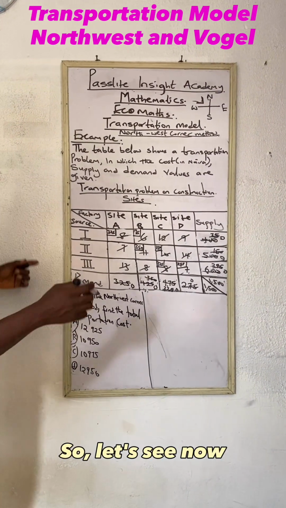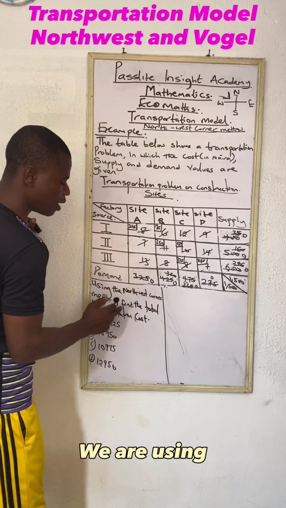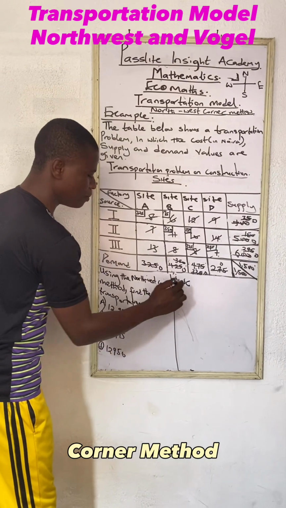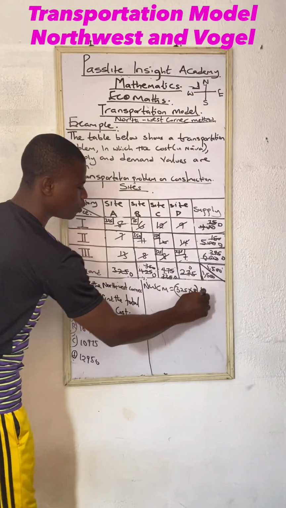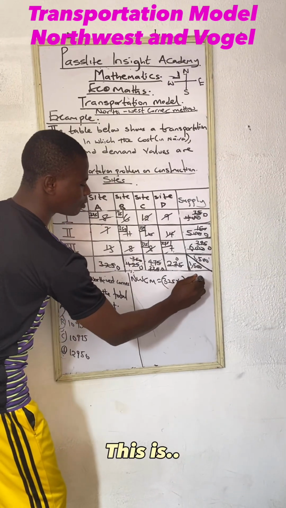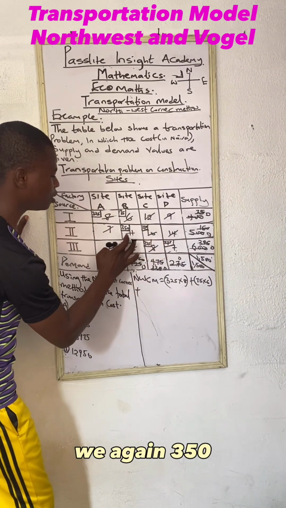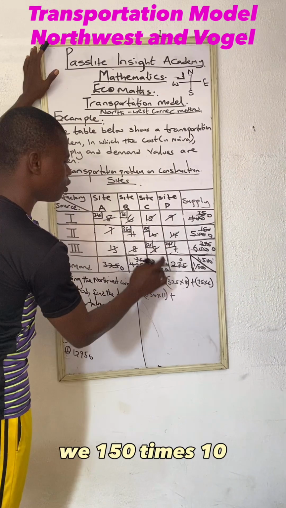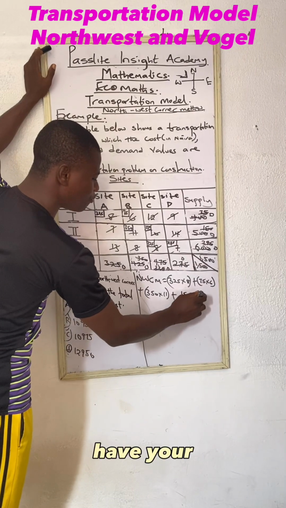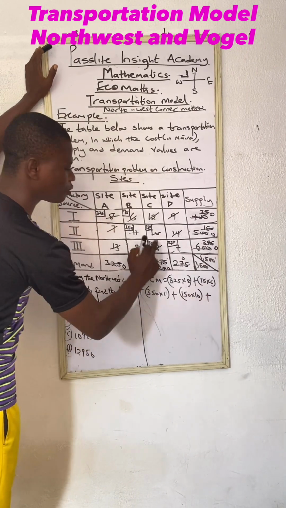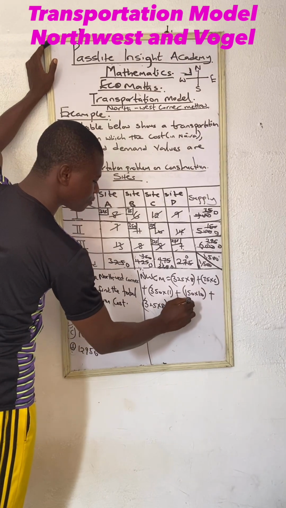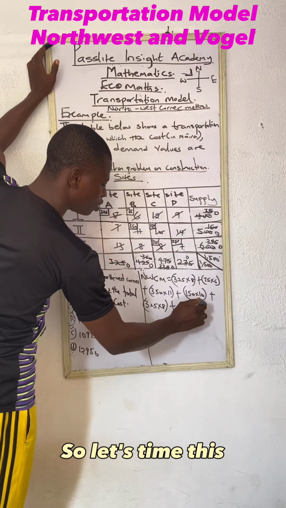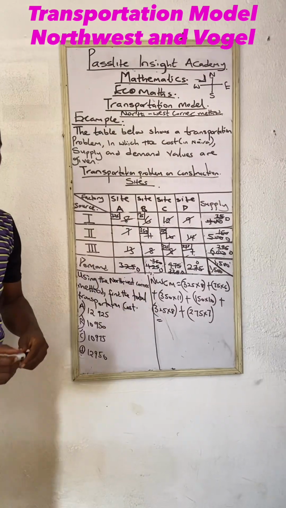So let's bring out our answer the same way. We are using the northwest corner method. So that is 325 times 8 plus 75 times 6 plus 350 times 11, 150 times 10, plus 325 times 8 plus 275 times 7. So this is all we are having. So let's multiply this and get our answer.